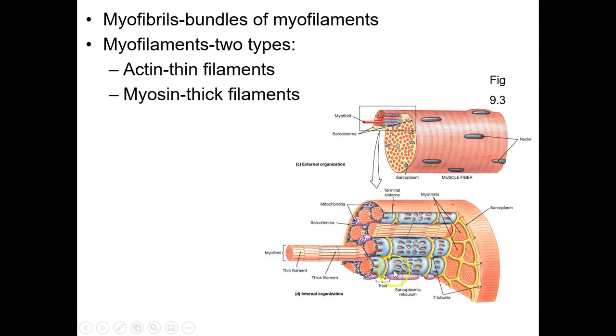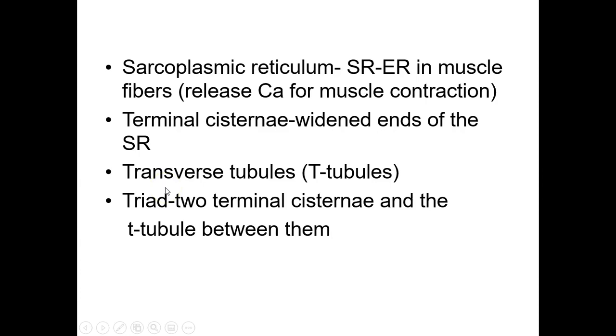You can kind of see them here a little bit. See the way the artist tried to draw this where it looks bulged out? It's kind of like bulged out right there and right there. Those are terminal cisternae. Okay. Transverse tubules we talked about. And the triad would be 2 terminal cisternae plus the T tubule.